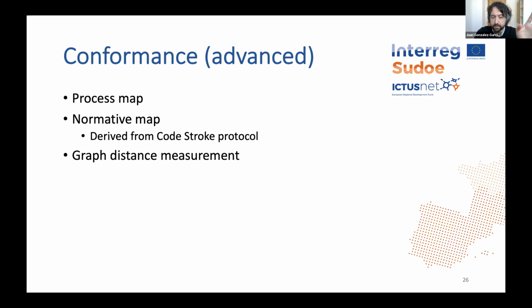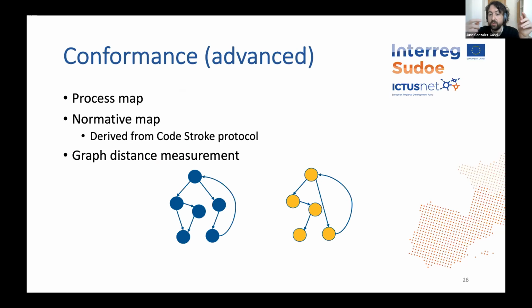You define a graph, the observed graph. Then you define a normative graph, which represents what you expect to happen in reality, and then you compare both graphs, using, for example, graph distance measurements. There are such measurements in the literature, and this distance measure will tell you the degree of appropriateness of your observed map with respect to the theoretical map you have defined as the normative one. Next slide, please.